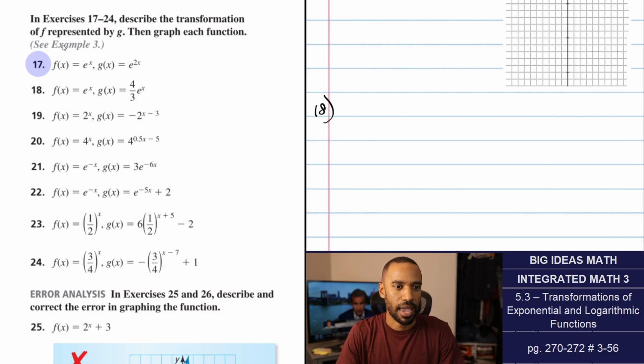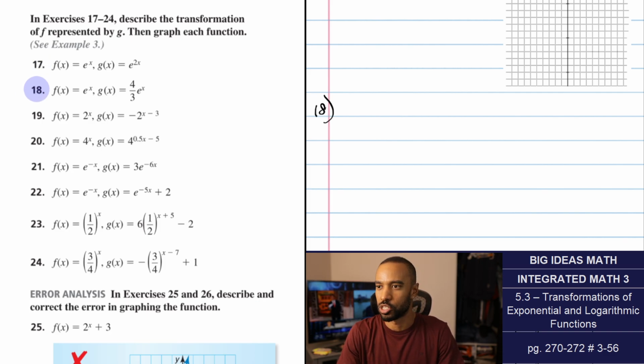Number 18, this is where I might have to go to the calculator. I am going to copy paste the original parent function and just kind of talk about those. Maybe we can use it off e. Maybe I can go without a calculator. f of x equals e to the x power. g of x equals 4/3 e to the x.